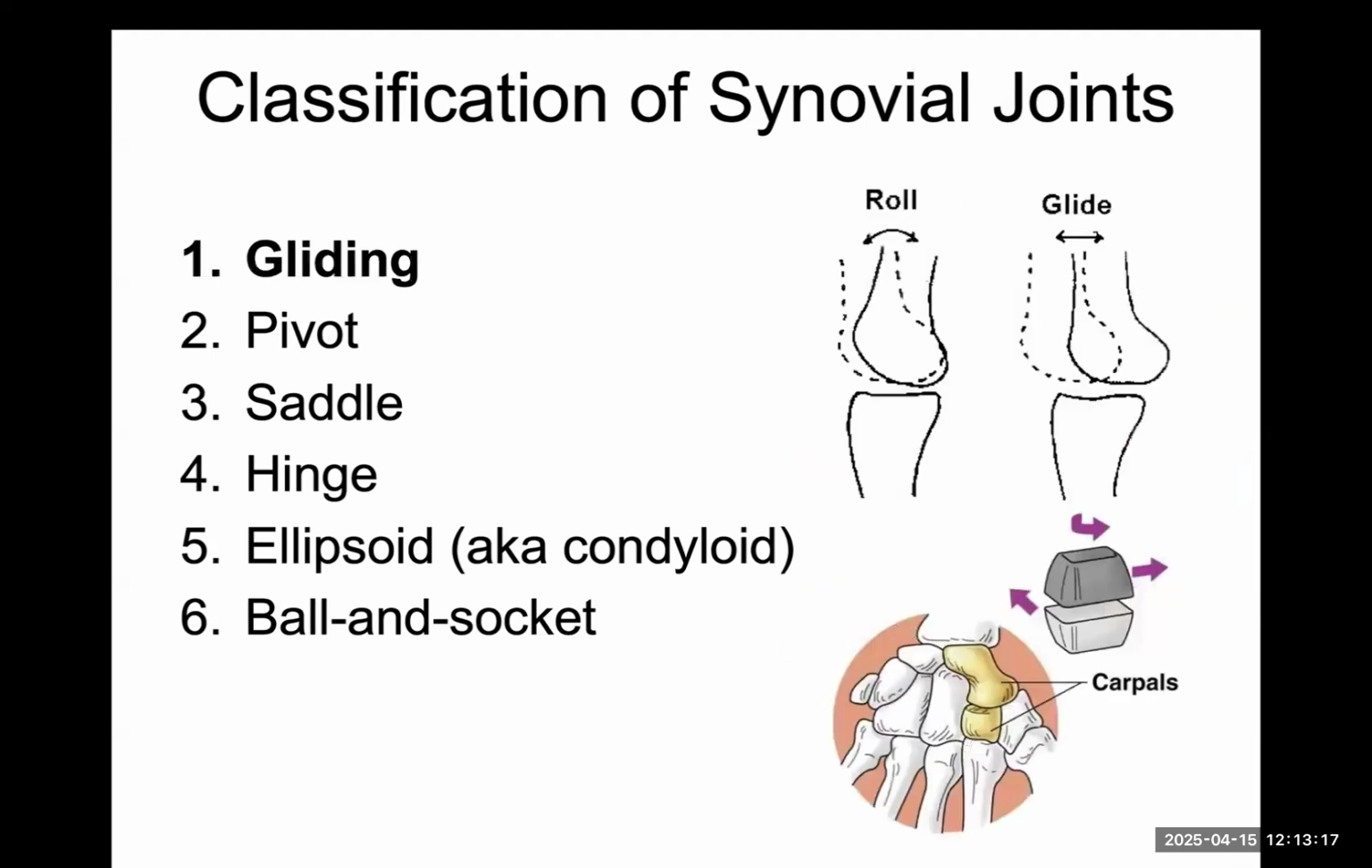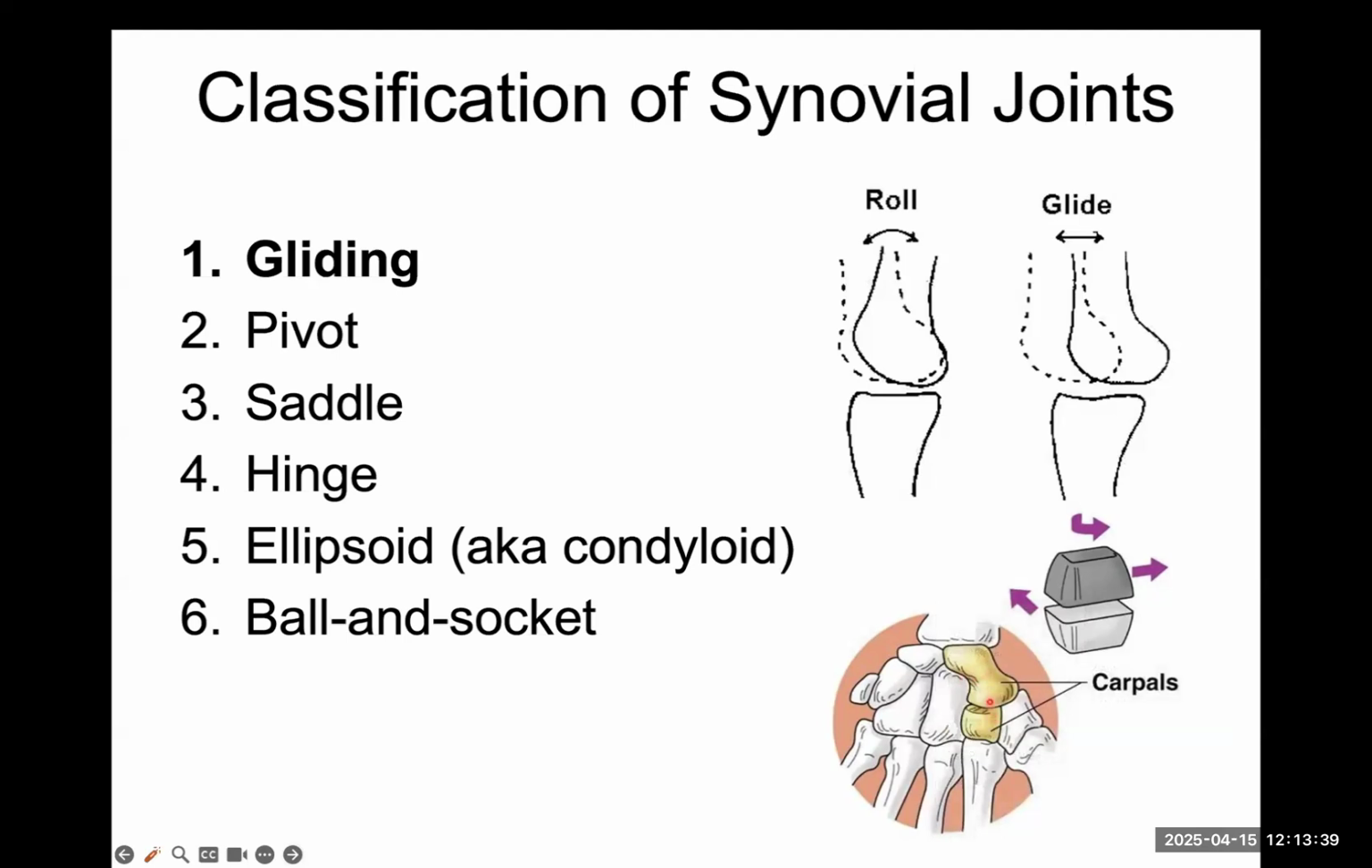So the first one here is called gliding. And it's called gliding because this is what you have in your wrist when you move your wrist. These are irregular shaped bones that are found in your wrist, and they kind of glide past each other when you move it.